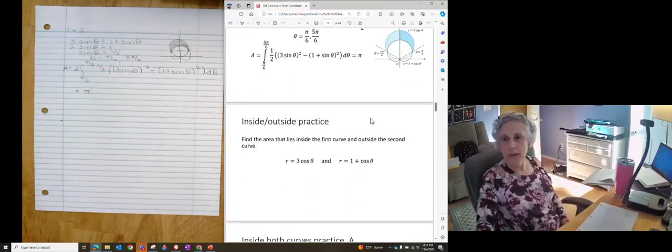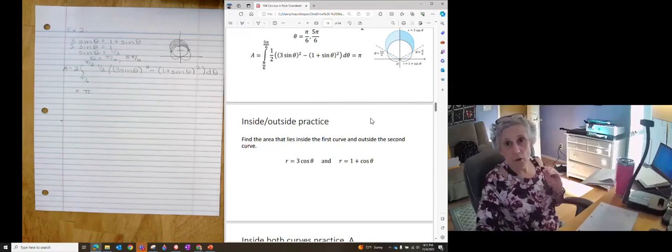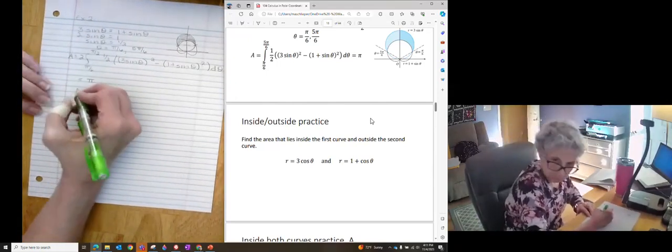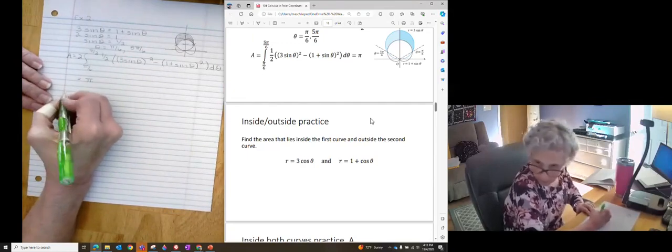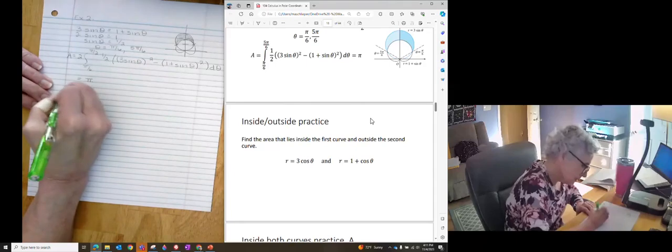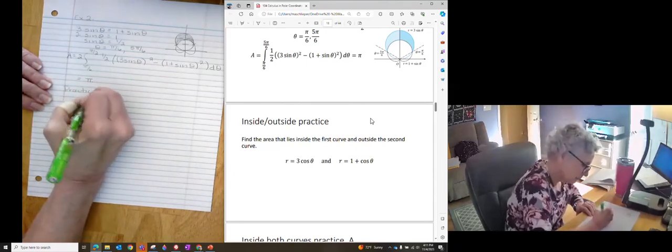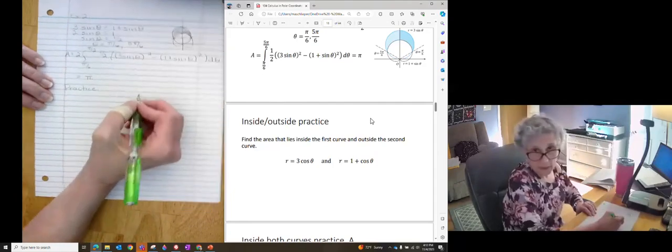So here's your practice problem. Find the area that lies inside the first curve and outside the second. So we're going to have to draw our own picture on this one. We'll do this one together. So we have r equals 3 cosine theta. So let's sketch that first.